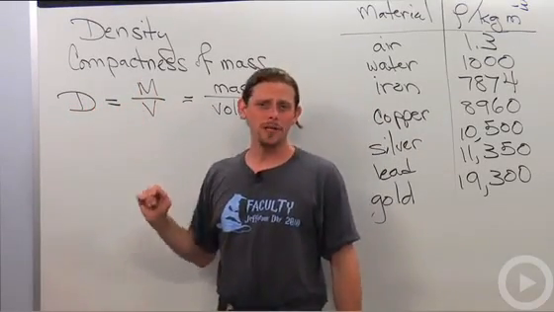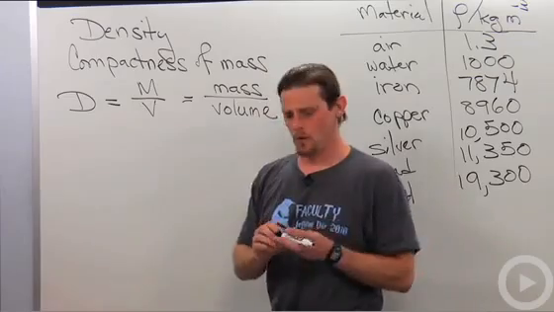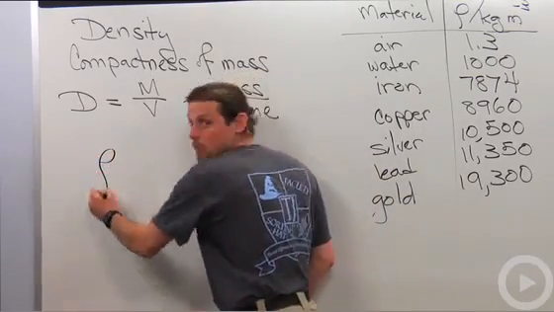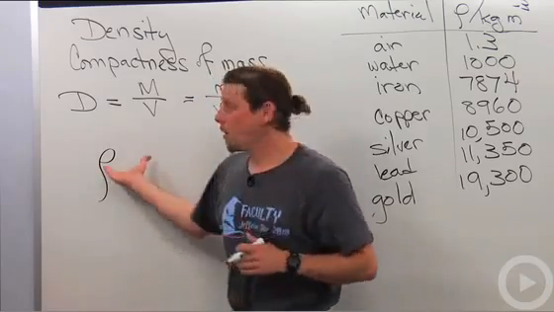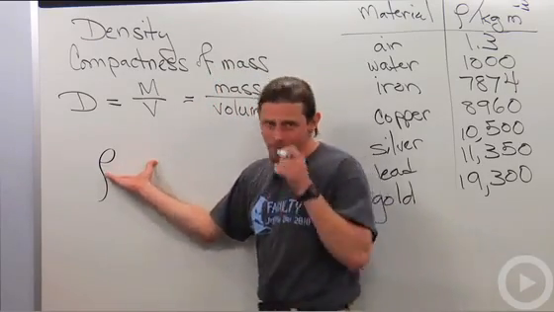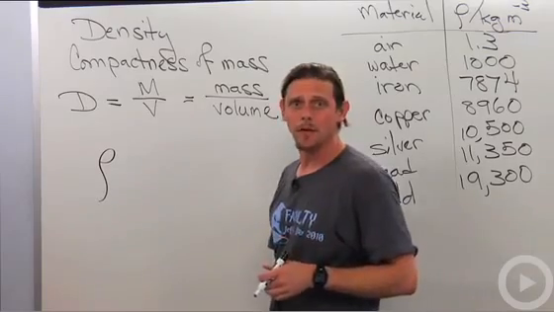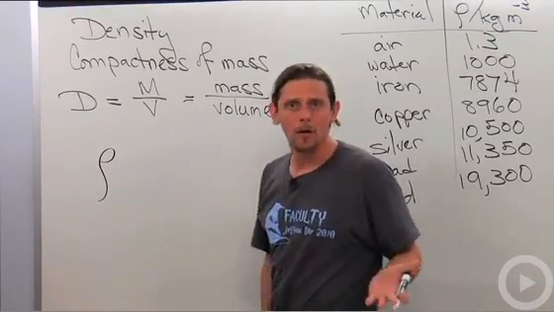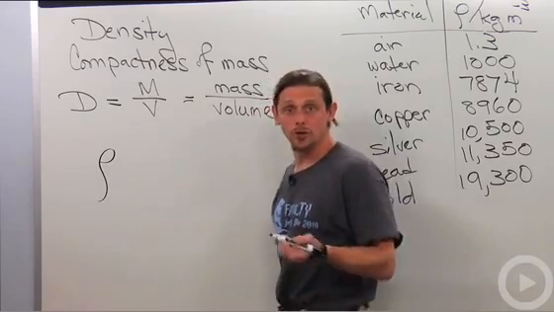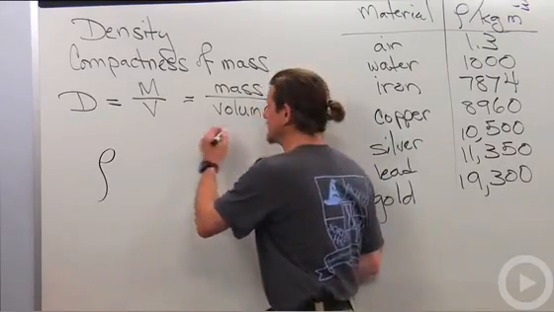Now, I've used the symbol d here, but usually people use a different symbol. This is the Greek letter rho. Rho is almost always used for density. What my students have had problems with is just the fact that it's not an English letter. So it's a Greek letter, so they don't know how to write it. So I usually show the students how to write it. It goes like this.